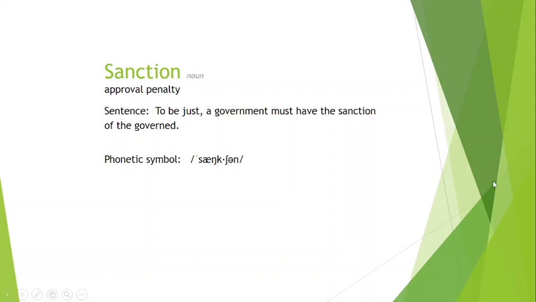Sanction. Sanction means approval, and it's a noun. For example, to be just, a government must have the sanction of the governed. The phonetic symbol of sanction is here.